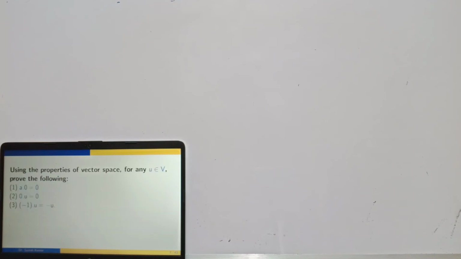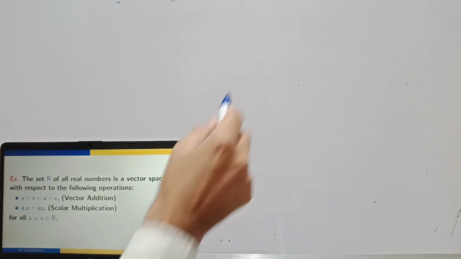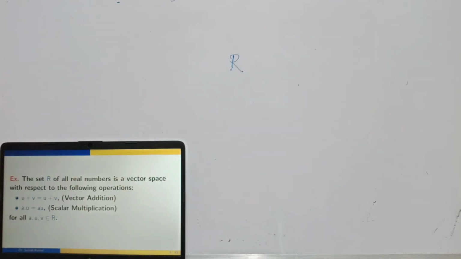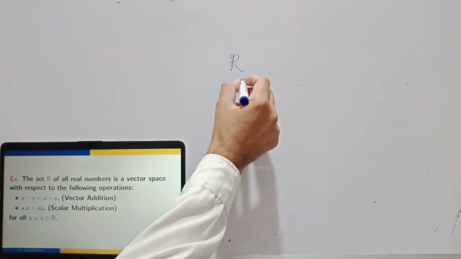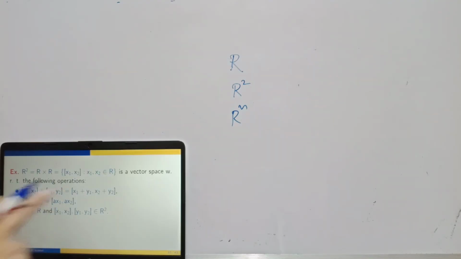After that, you learn some standard examples of vector spaces. Real numbers form vector space under usual addition and multiplication properties. R2 forms a vector space. R3 forms, in general Rn forms vector space under which operations? These operations, coordinate wise addition and coordinate wise scalar multiplication. Okay.